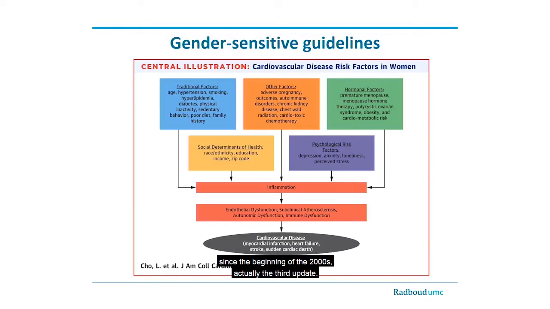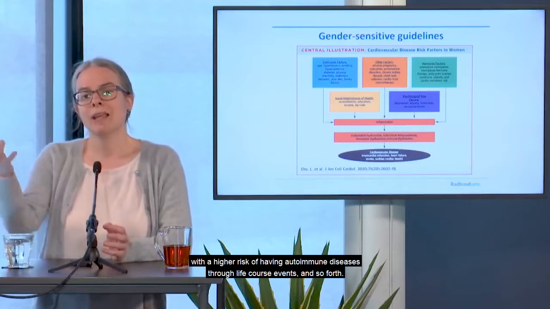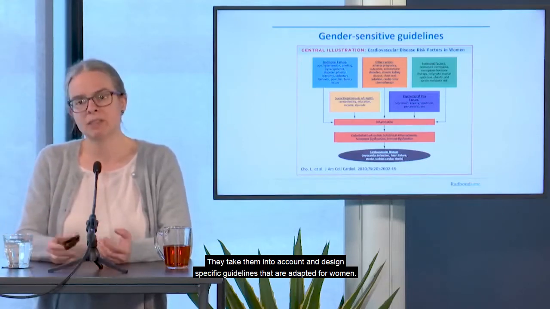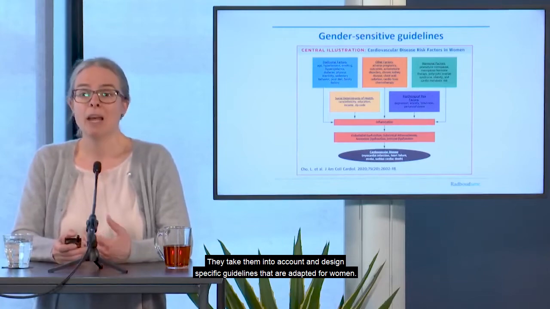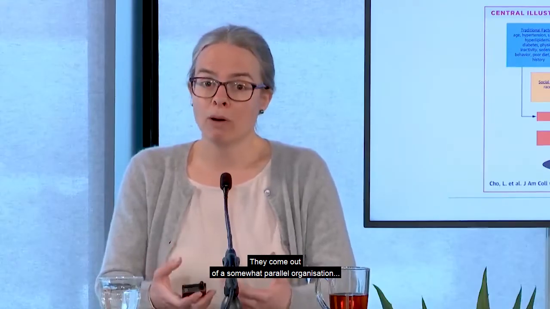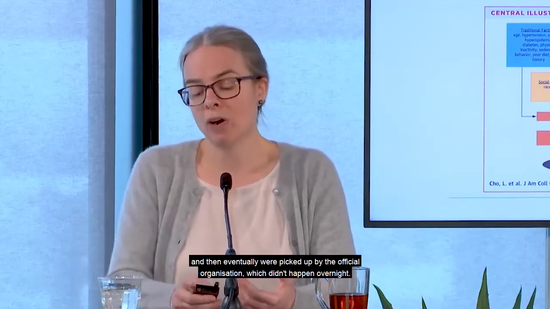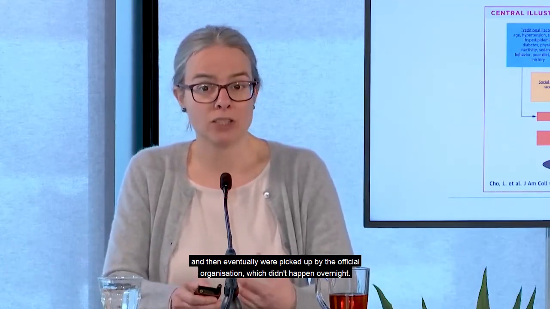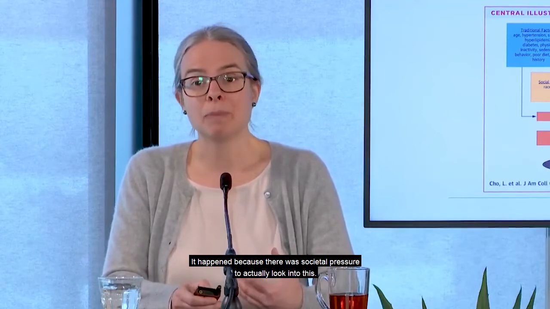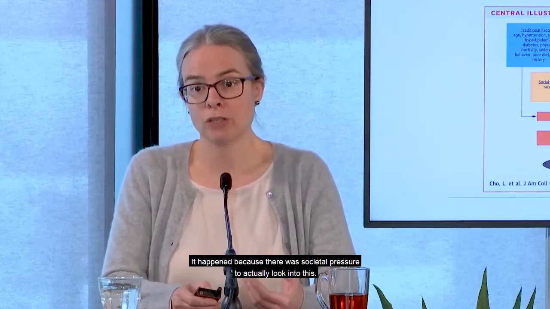This is actually the third update. And what you see here, for example, is that they're specifically designed for women. So they take several life course events, or risk factors associated with life course events, such as menopause and pregnancy, with a higher risk of having autoimmune disease, changes in the immune system through life course events, and so forth. They take them into account and design specific guidelines that are adapted for women. They come out of a somewhat parallel organization and then eventually were picked up by the official organization, which didn't happen overnight. It happened because there was societal pressure to actually look into this.